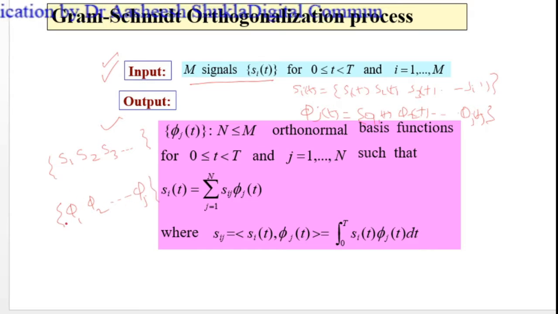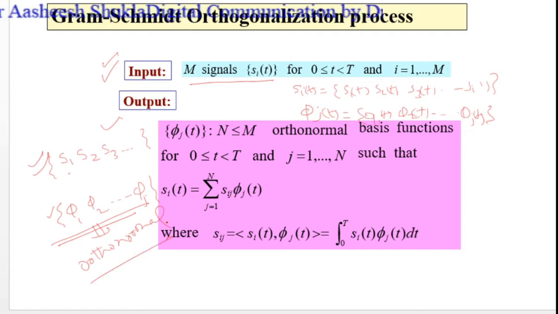This we have to calculate: phi 1, phi 2, phi j. This we have to calculate with the help of the given vector set S1, S2, S3. Right? In this vector set, we don't know whether all these elements are orthogonal or orthonormal to each other. But when we convert this whole vector set into this vector set, then this vector set will make sure that all the elements in this vector set will be orthonormal to each other.